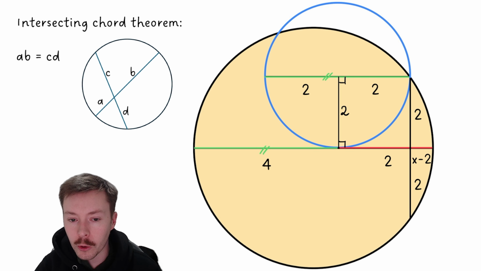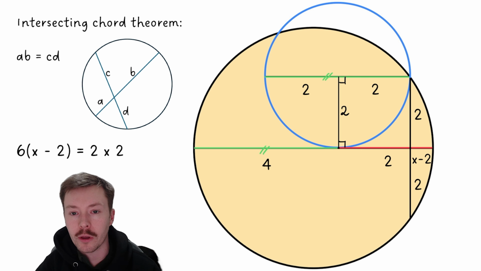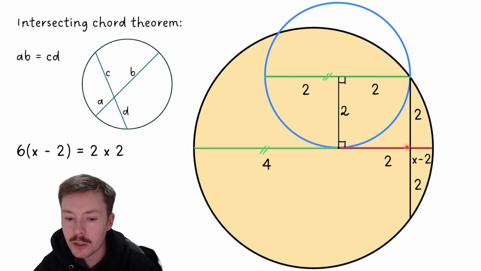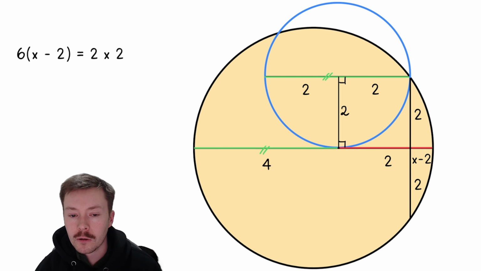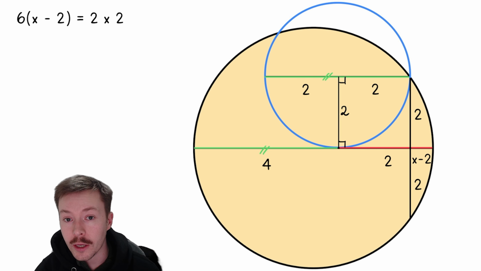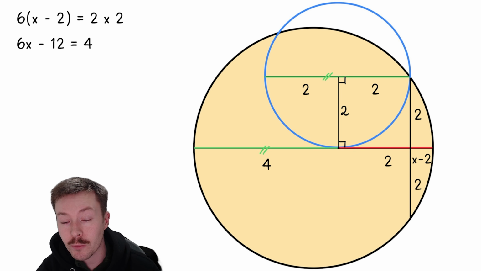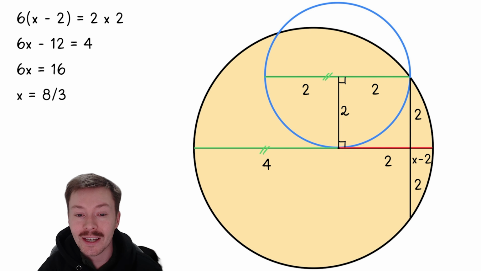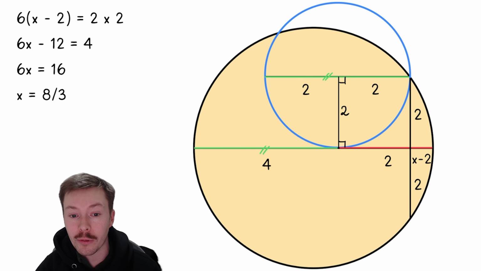So I'm going to utilize that with my problem here, and that gives me this 6, which is this length, the green add part of the red, times the other part of the red line, is equal to the 2 times the 2. Now we've just got to solve this, and this will tell us x. So 6x minus 12 is 4. Add the 12, I get 6x is 16. Divide by 6, I get x equals 8 over 3.